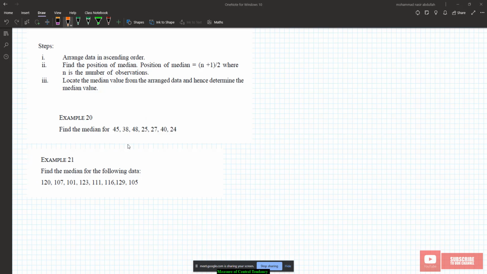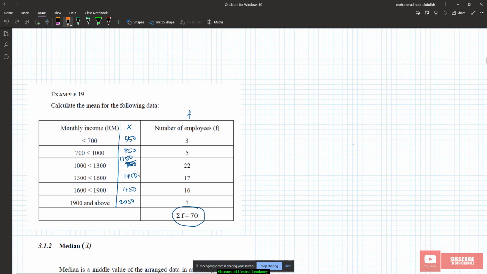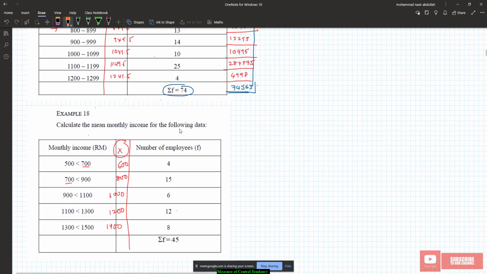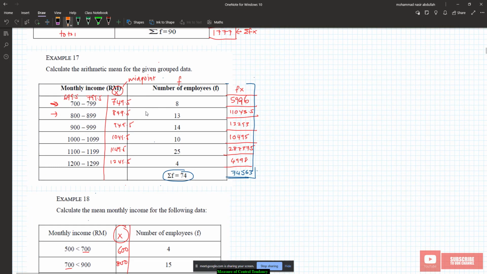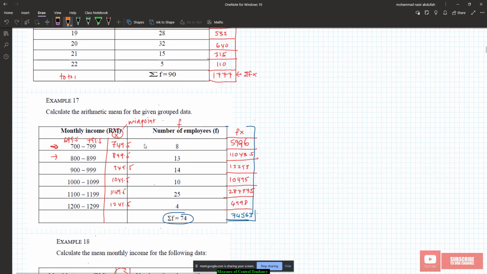Right. So you nampak perbezaan ada dua. This is what we call ungrouped data, where the data is not presented in a frequency table. When the data is presented in a frequency table, such as this, example number 17 and 18, this is what we call grouped data.